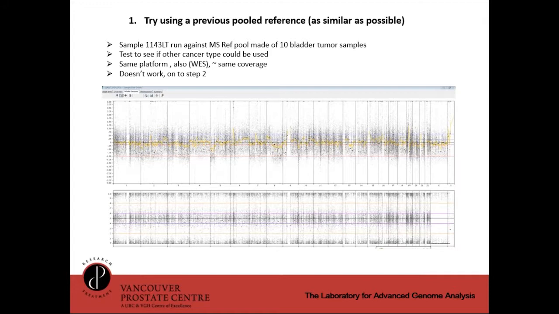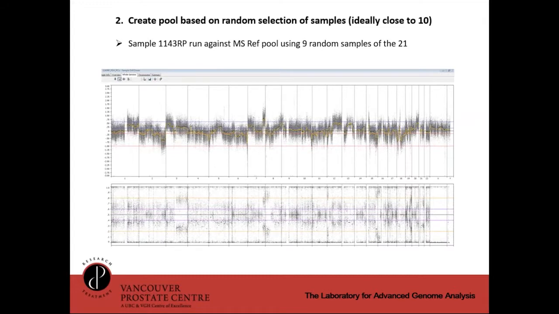And it was almost exactly the same in terms of the platform. It was Illumina HiSeq, it was whole exome seq, and the coverage was approximately the same. And then as you can see here, it really did not work. It's pretty messy. There's a lot of deviation. We really can't see a clear copy number signal in here, and the B allele frequency looks like it's basically barren, or just looks flat. So let's move on to number 2.